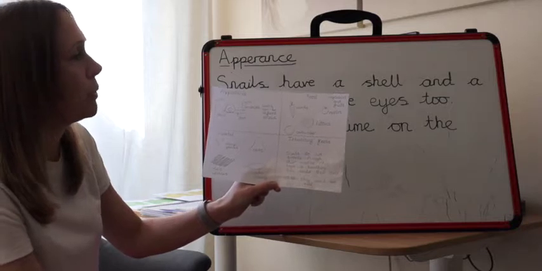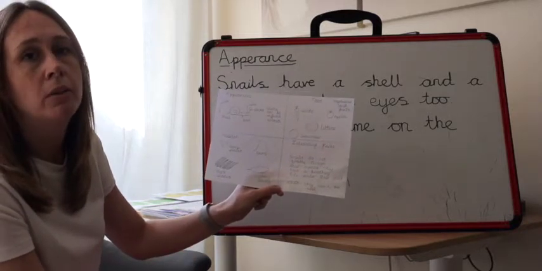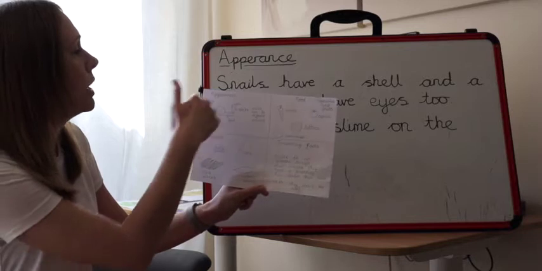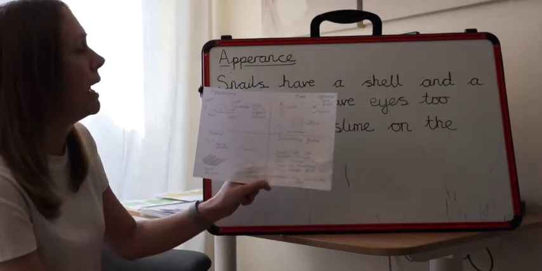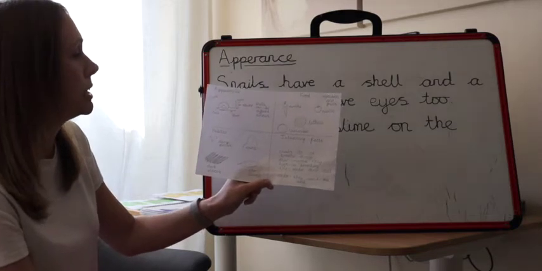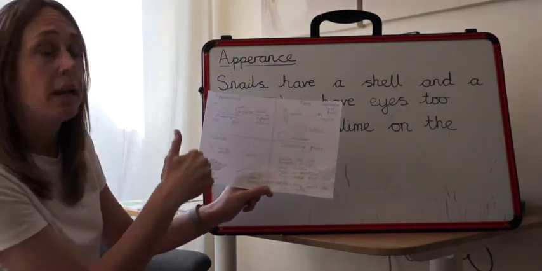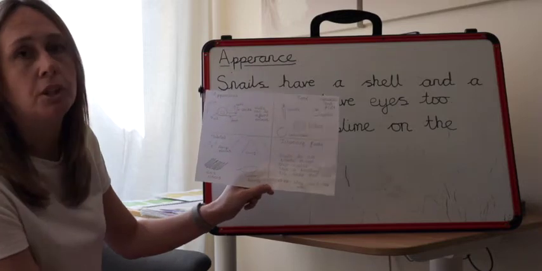Today we're going to do our writing about 2 of those sections. We're going to do some writing about our mini beast's appearance, and we're going to do some writing about our mini beast's food, what it likes to eat. And then in tomorrow's lesson we will do the other 2 sections.